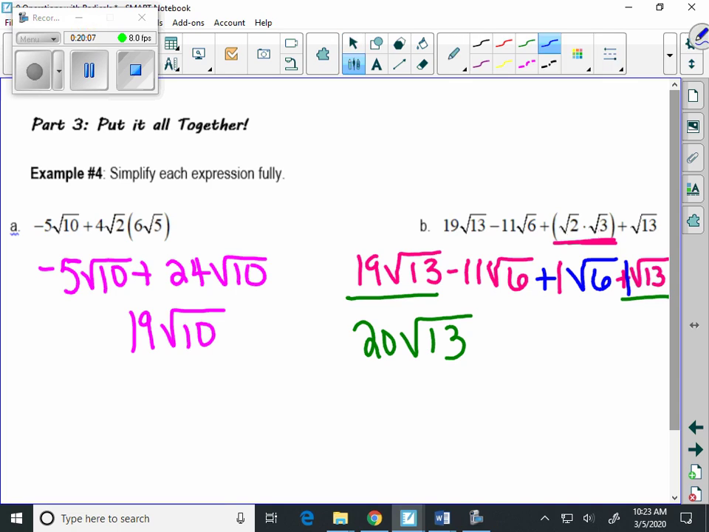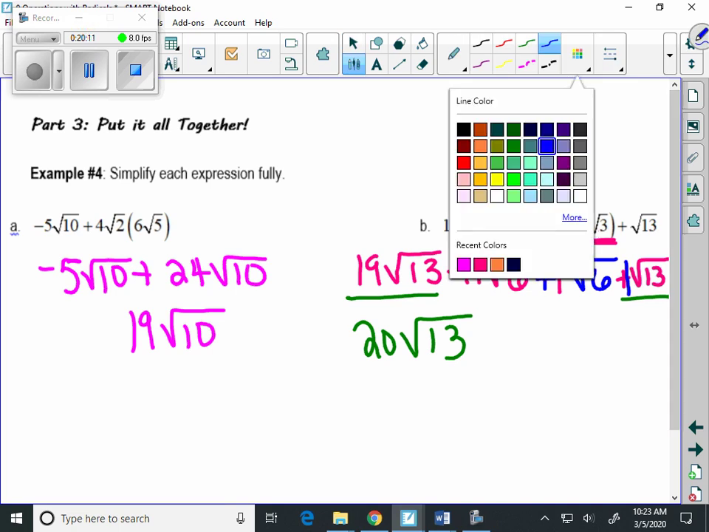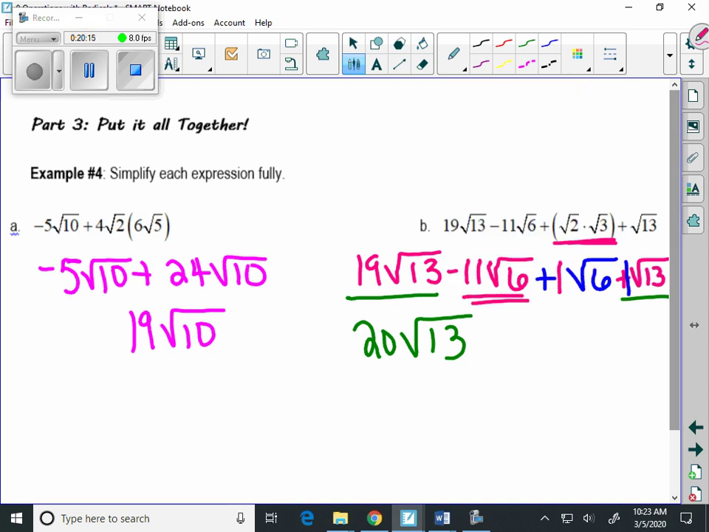Our other terms here are negative 11 radical 6 plus 1 radical 6. Both of those have the square root of 6 in them. Negative 11 plus 1 is minus 10.